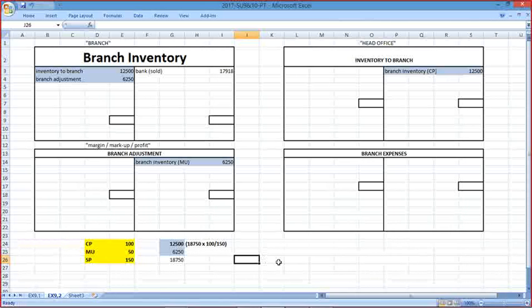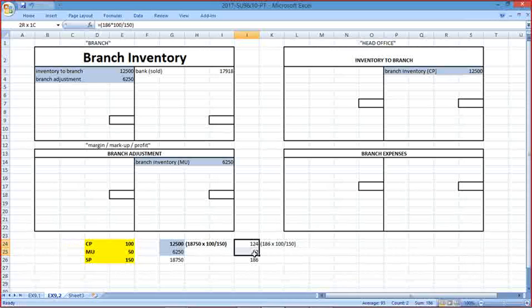So 186. Okay, so work out those two figures quickly. So 186 times 100 divided by 150. It's 124. That's correct. Great. So times 50% is 62. Yes. Okay, there you go. You've got it.